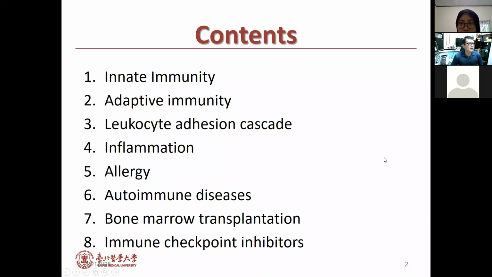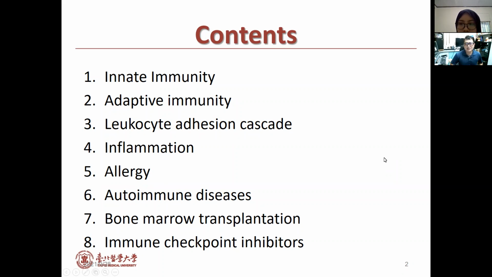And the fifth part is allergy. What kind of cells and what kind of antibody mediate the allergy. And number six, I'm going to show an introduction about autoimmune disease. And number seven, I'm going to go over a little bit of my experience in bone marrow transplantation, regarding hematopoietic stem cell trafficking through the bone marrow and the peripheral blood. And number eight is a very hot topic recently for the treatment of cancer patients: checkpoint inhibitors. And I'm going to introduce one set of immune checkpoints.